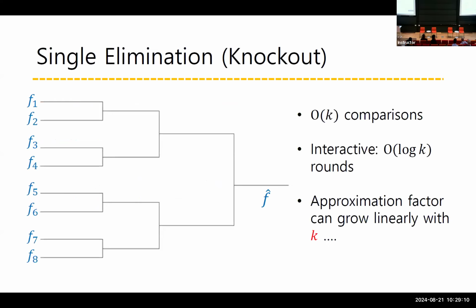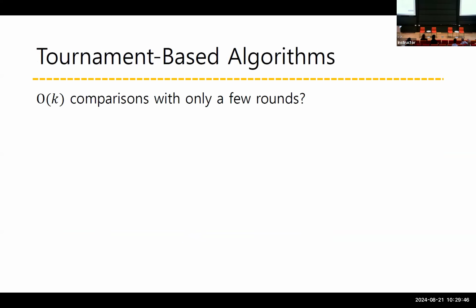Another algorithm is a single elimination knockout, where you play this kind of tournament. The benefit is that now you have K plus K over 2, plus K over 4, and so on, so it's only K queries or comparisons. And here it becomes interactive because the next round depends on the winner who won the previous round. So we have log K rounds of interaction. There's a problem with this approach, which is that the approximation factor is not great, but it's a good conceptual algorithm.